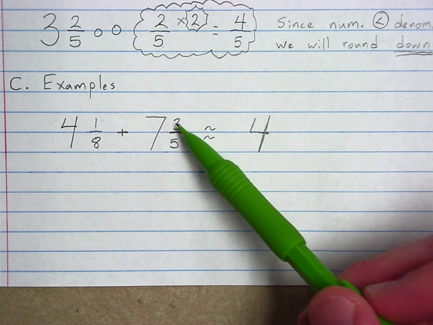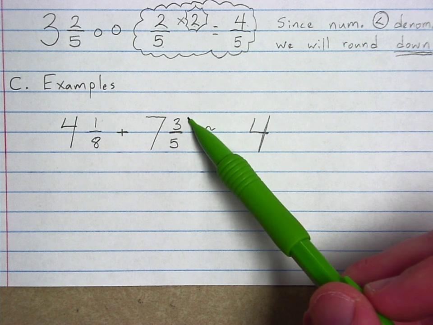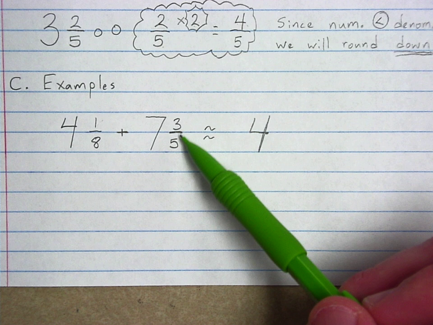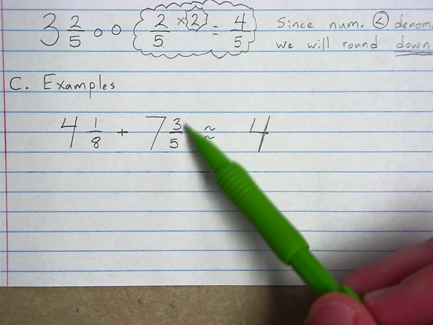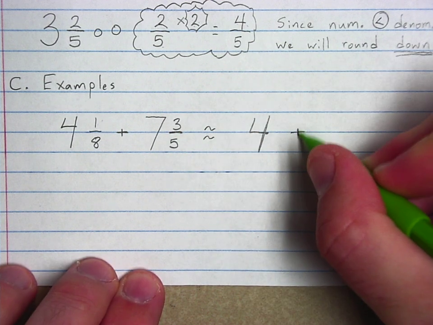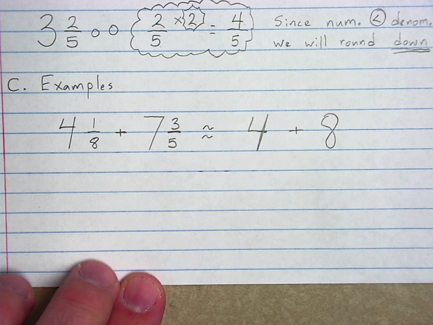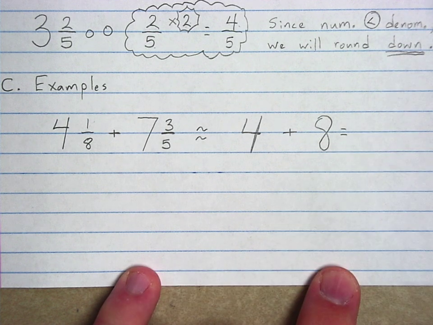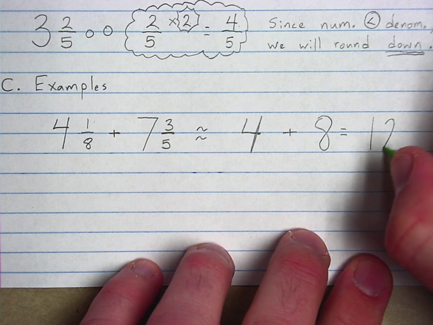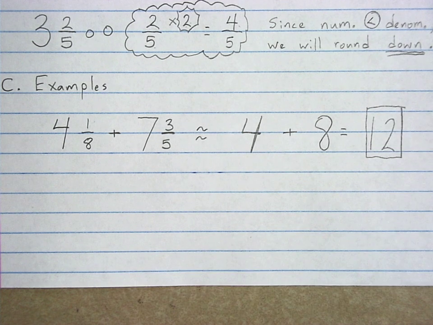7 3/5. Look at the numerator. Double the numerator. 3 times 2 would be 6. 6 is greater than 5. 6 is more than 5. That means that this is more than halfway from 7 to 8. So we are going to round this up to 8. And then from that point, 4 plus 8 is just 12. So if I went through and actually did the work correctly, 4 1/8 plus 7 3/5 should be approximately equal to 12. Not exactly, but pretty close.